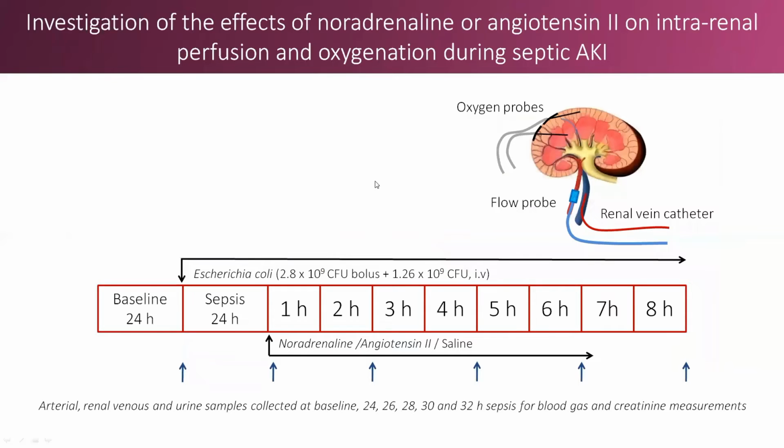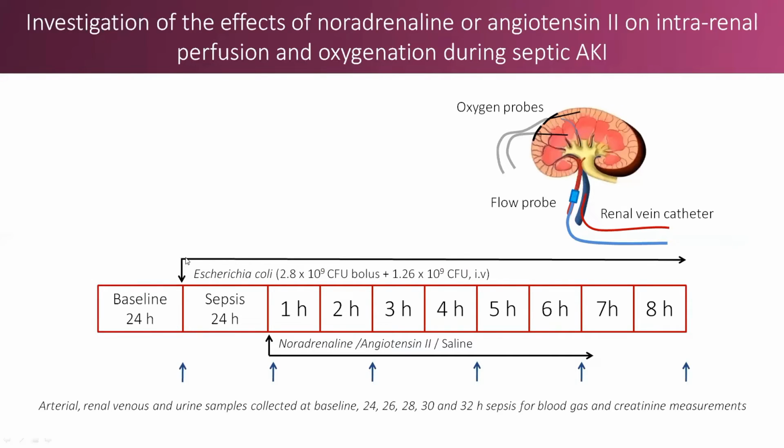Before I move on to the experimental protocol, I will outline the importance of this study. As Clive suggested, noradrenaline is currently the recommended first choice vasopressor used clinically to restore blood pressure and kidney function in patients with sepsis and acute kidney injury, while angiotensin II is emerging as an effective rescue vasopressor for patients that are unresponsive to noradrenaline. However, the effects of such vasopressors on intrarenal tissue perfusion and oxygenation is currently unknown, and this was the aim of these studies.